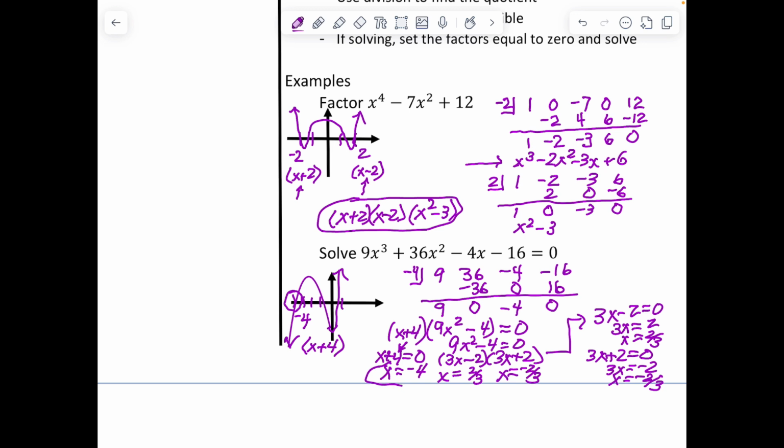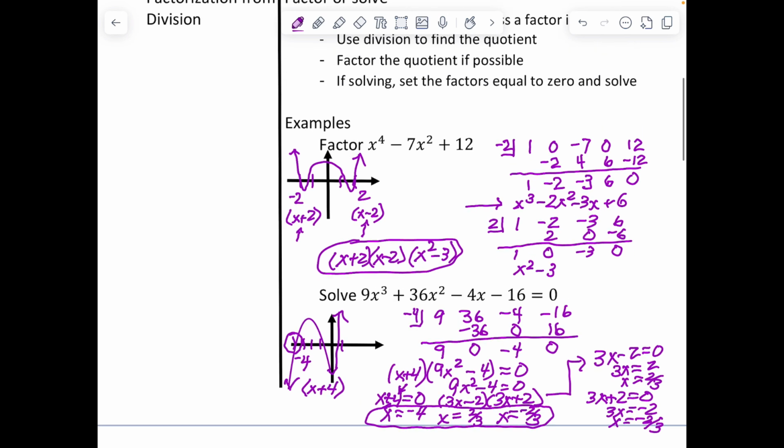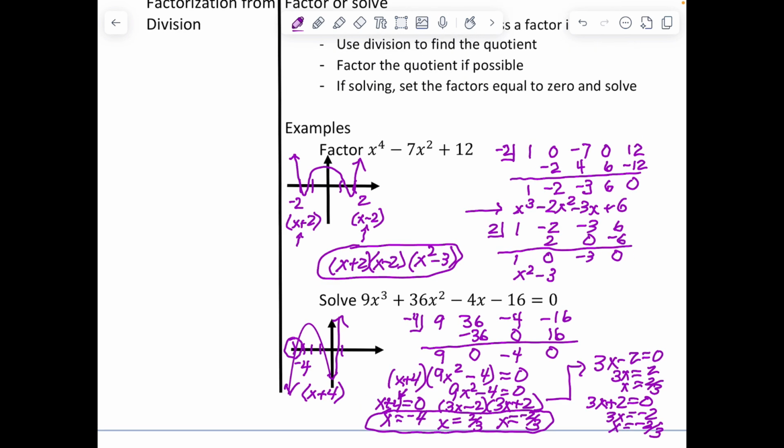So what we have here is a procedure to factor polynomials using the graph, and also division in order to get factorizations, and when necessary to also solve. So we can use our factors from the graph and from division to factor polynomials and to solve polynomial equations.